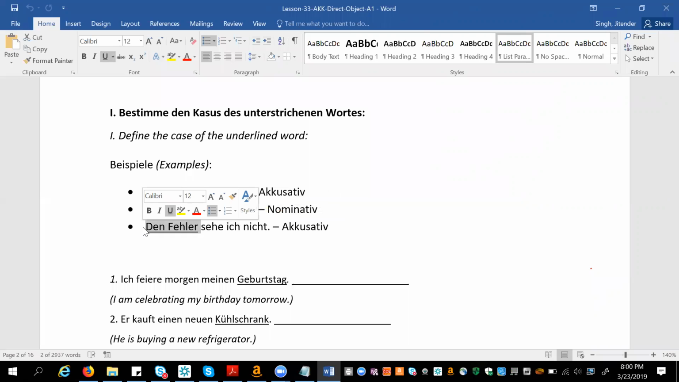Subject. Accusative, yes, perfect. Accusative, because it is the object. The subject is ich, I. But don't get confused that whatever we write at the beginning of the sentence is always the subject. See, this is how they have just changed it. The mistake I don't see. So actually I is the subject here and this is the direct object, accusative.